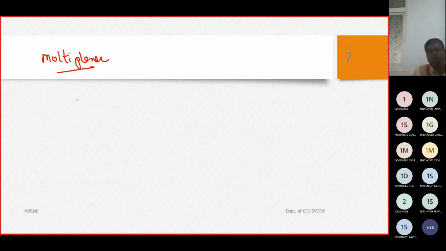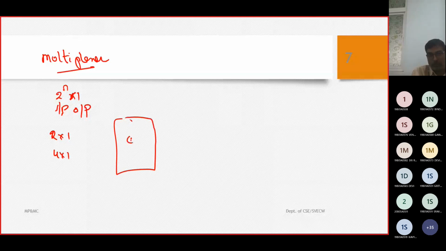Let us recap a word called multiplexer. A multiplexer has 2 power n inputs and gives one output. Examples are 2 by 1 and 4 by 1. So I am writing a 4 by 1 multiplexer. You call it a MUX.